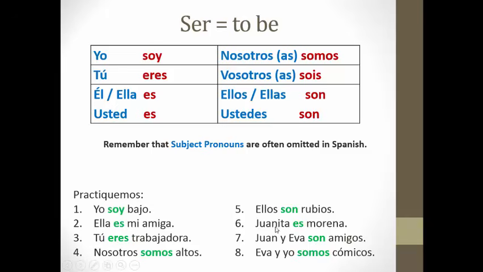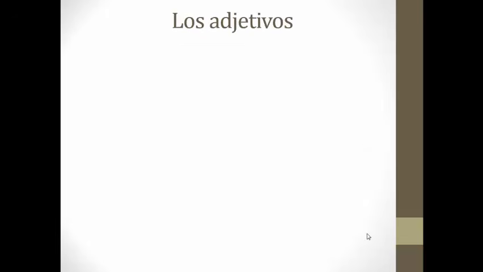Juanita is dark-haired. She's a brunette. Okay, so Juanita is a girl. Therefore, we had to use moreno in the feminine form. Feminine singular version of moreno is morena. We'll get a little more in depth with that here in our upcoming slides.